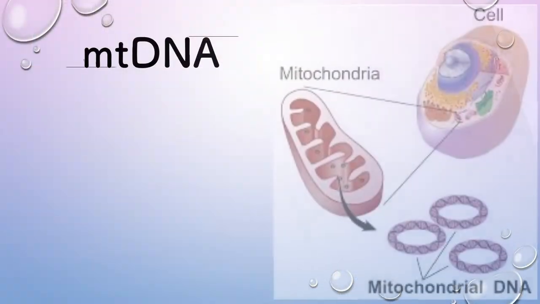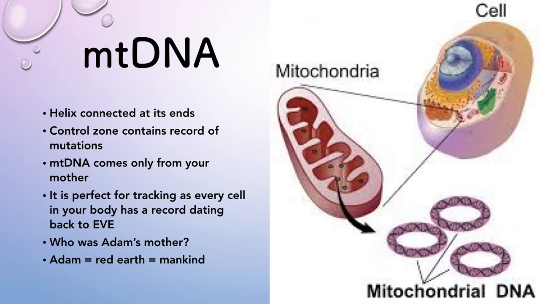Okay, well, the other thing we need to know about mitochondrial DNA is that the helix is connected at the ends, it's in a circle, and there's a piece of the mitochondrial DNA that's called the control zone. And it's very unintuitive. The control zone doesn't actually do anything. It's a place where old mutations build up. Things that the mitochondria tried to do as it connected with the cell that didn't work. And so it's kind of a junkyard of failed mutations.